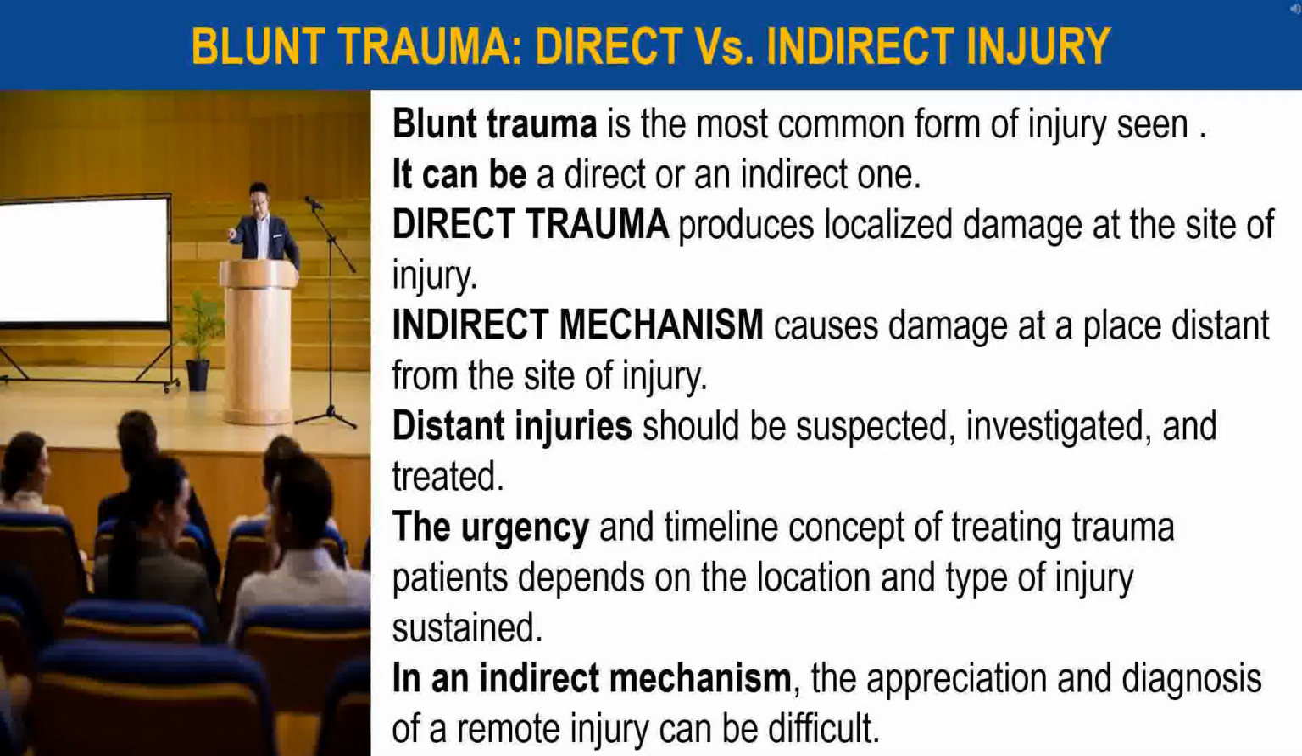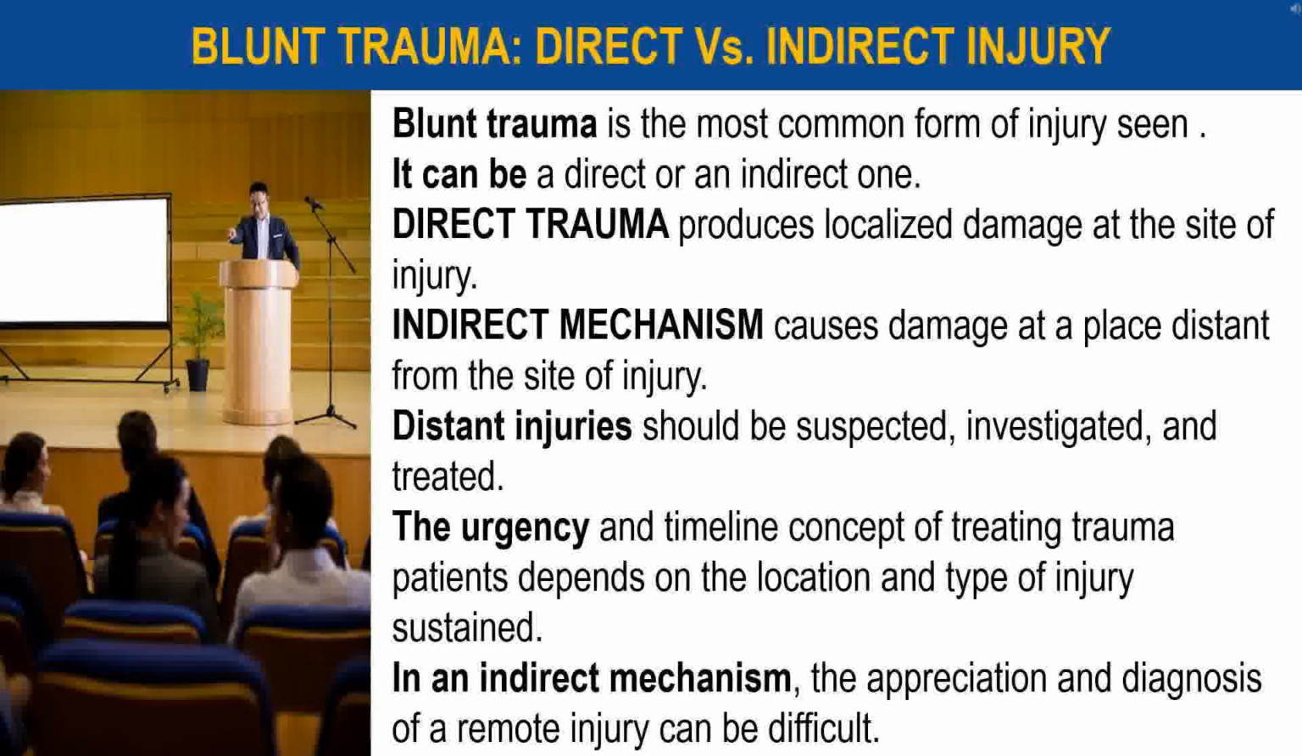Trauma or injury may be blunt, penetrating, or of a combined nature. Blunt trauma is the most common form of injury seen in clinical practice. It can be subdivided into a direct or an indirect one. A direct trauma produces a localized damage at the site of injury. On the other hand, an indirect mechanism causes damage at the site distant to the place of applied force due to transmission of the force exerted.